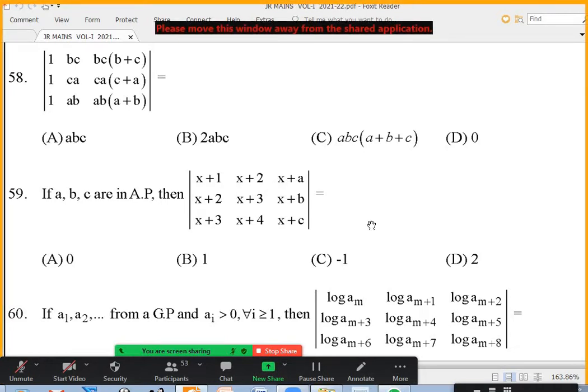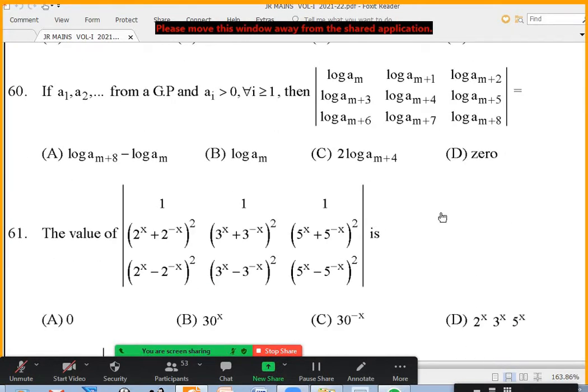So the 60th one. Can I make this one statement? Whenever a set of numbers are in GP, when you apply logarithm to all of them, they will be in AP.